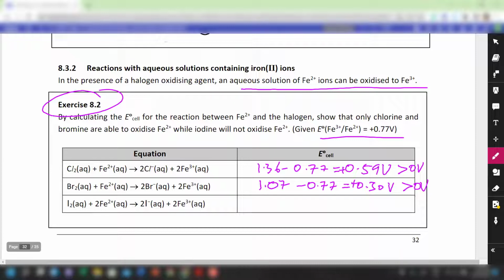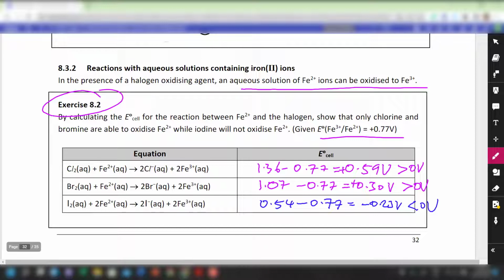For the reaction between iodine and iron 2, what we're going to get is 0.54 minus 0.77. So we are going to end up with minus 0.23 volts, which is less than 0 volts. Therefore, the forward reaction from iron 2 with iodine is not spontaneous. You might also realize that iron 3 is able to oxidize iodide to iodine, and with that, iron 3 will be reduced to iron 2. I think that is one of the chemistry which you have done in the lab some time ago.